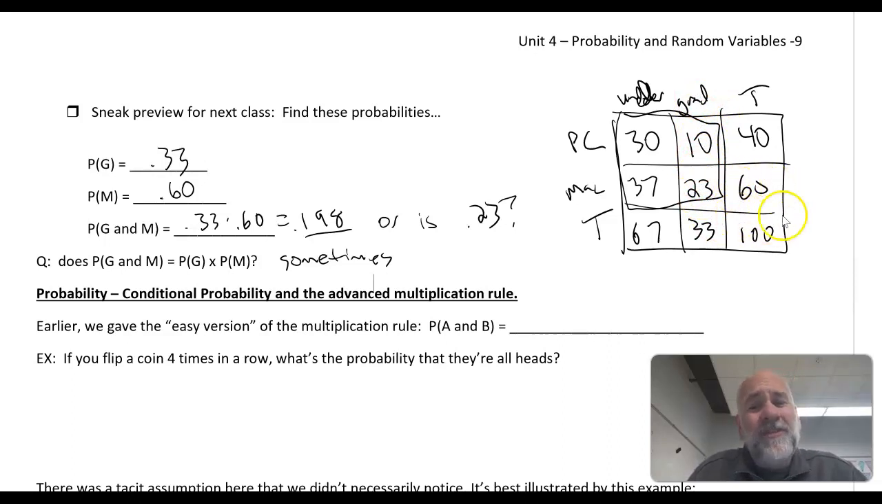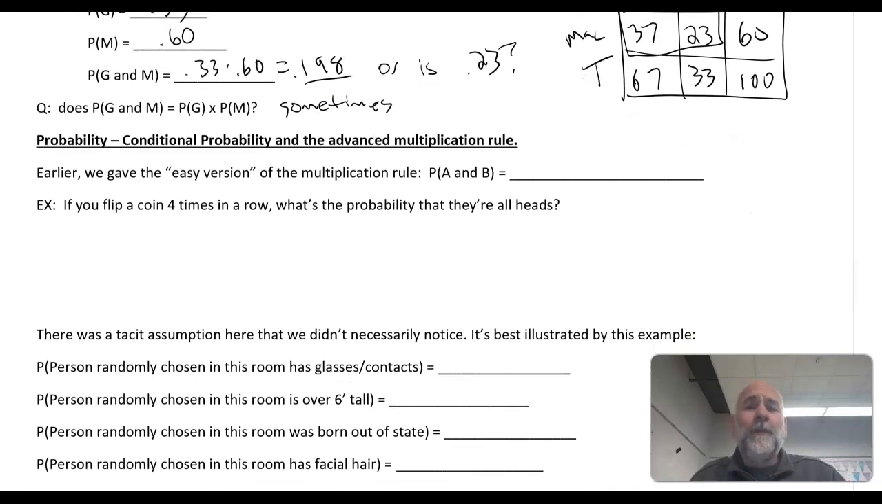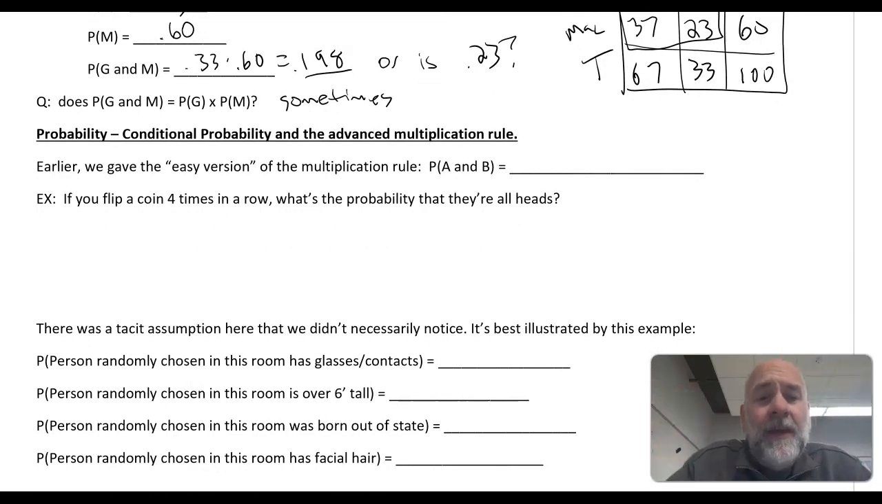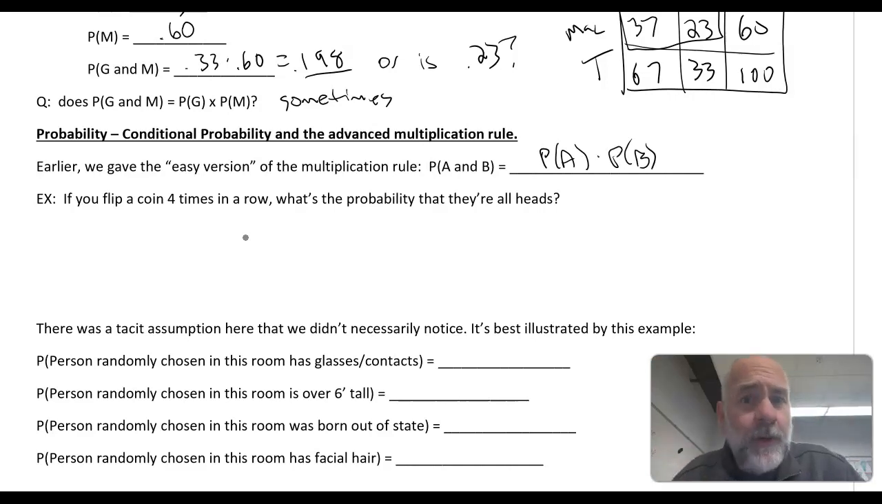So even though 60% of the students overall use Macs, if we're talking about graduate students, and we are in this problem, then the percent is a lot higher. I used the number 60% here for the rate of using Macs, but if we're talking graduate students, that number isn't right anymore. All right, so the easy version of the multiplication rule for easy problems is the probability of A and B is the probability of A times the probability of B.